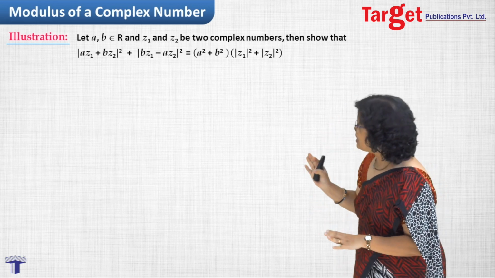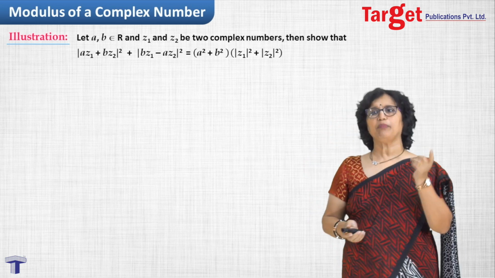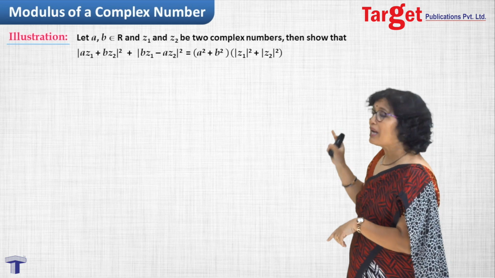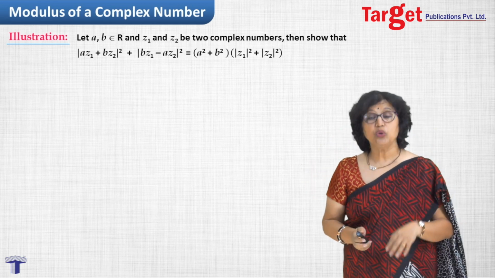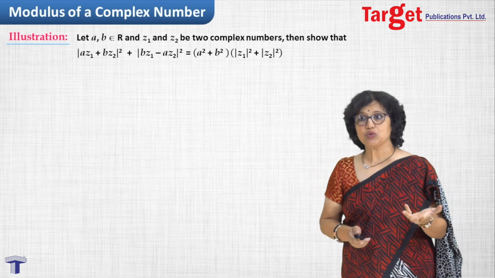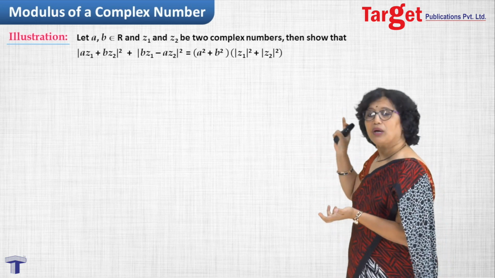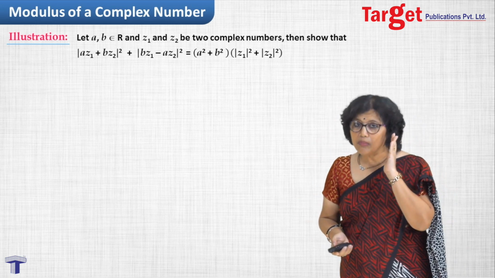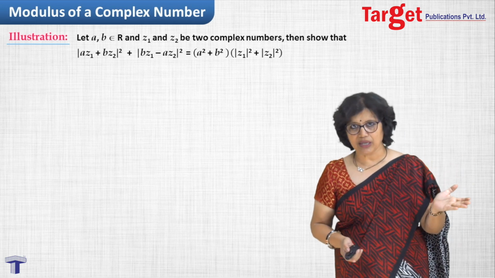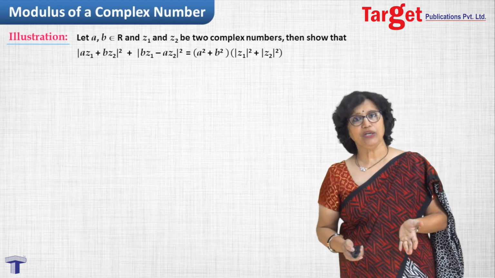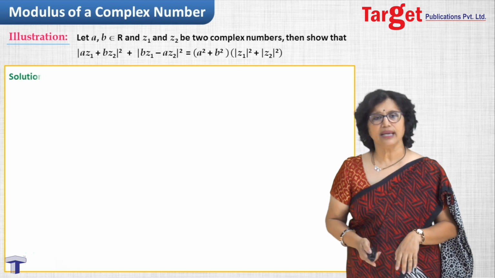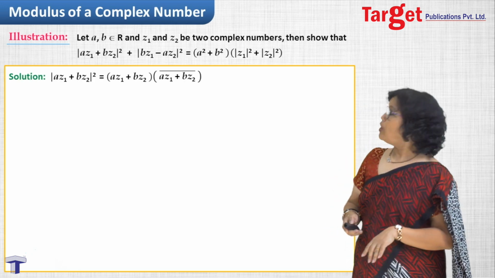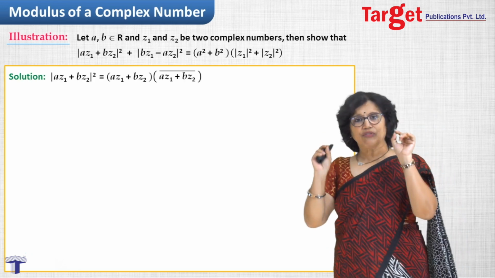Mod of (a z1 plus b z2) whole square plus mod of (b z1 minus a z2) whole square equals (a square plus b square) into (mod z1 square plus mod z2 square), you have to show. I am taking this example only to make you realize how the properties we have just seen are to be used in solving this example. So let us start. I start one by one.